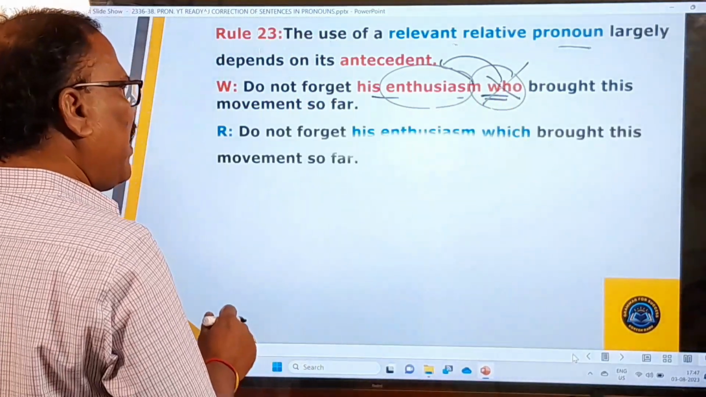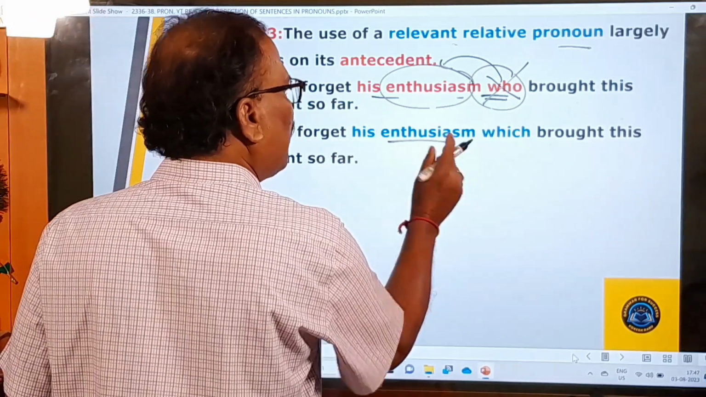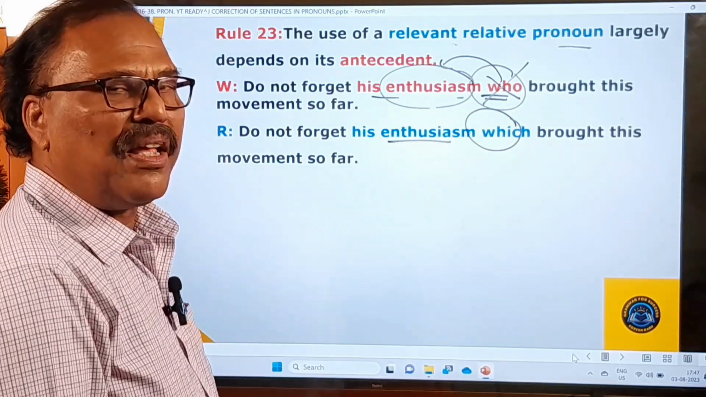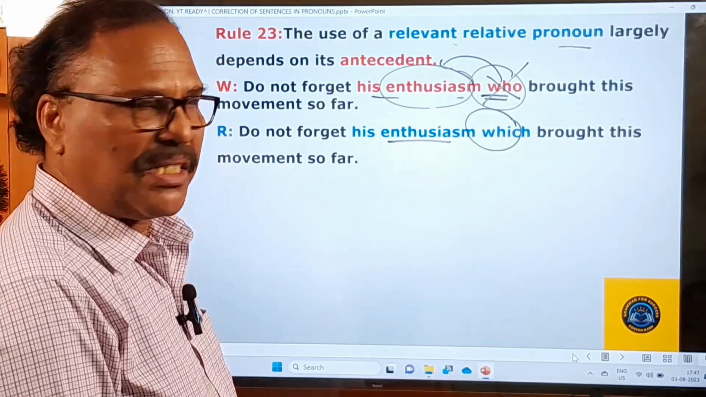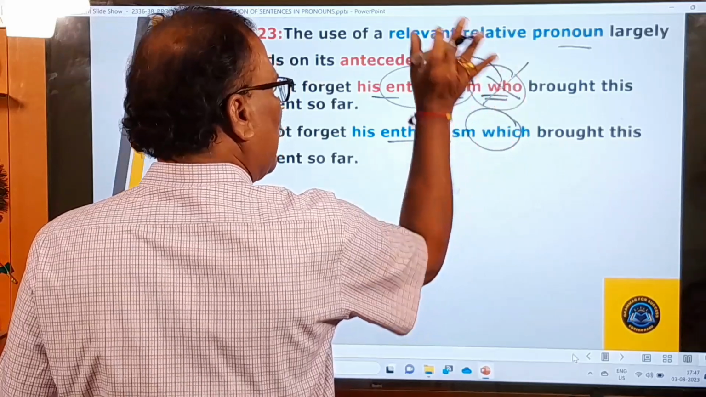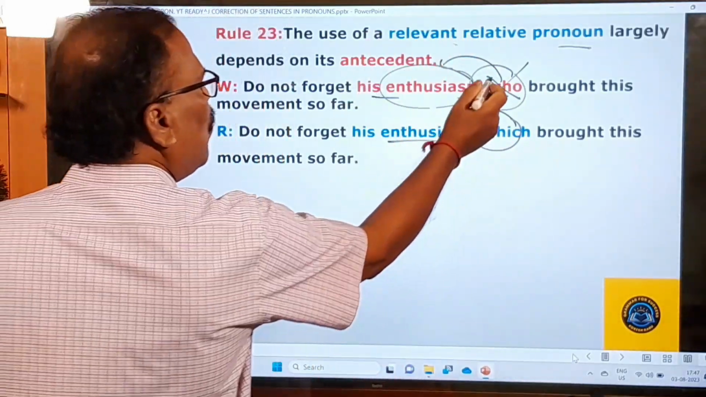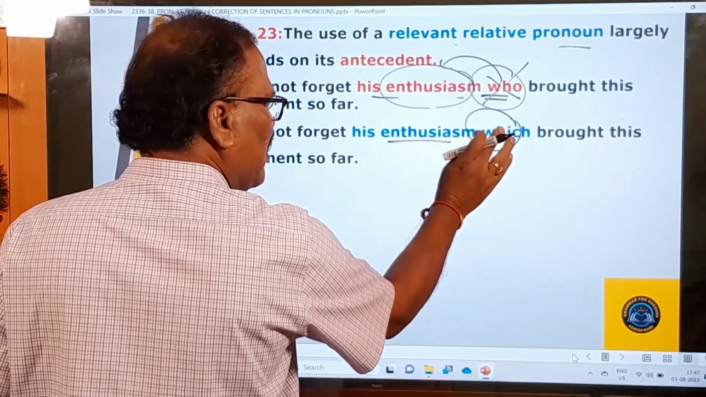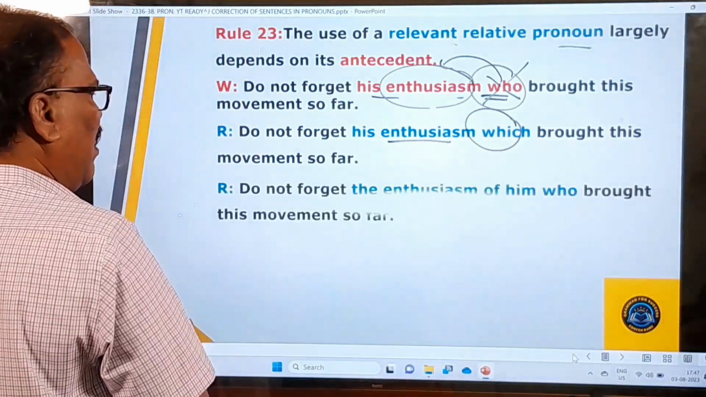And now what should be there? Do not forget his enthusiasm. Since it is a thing, you must use which, because which is used for things, animals, and places. And who is for persons only, right? That's why who is wrongly used here, and the relevant pronoun to be used is which, right? And you go to the next example.